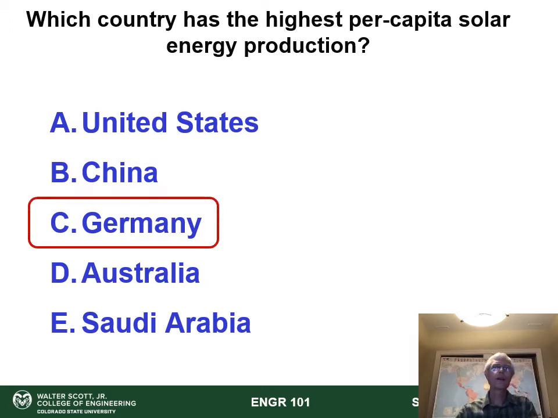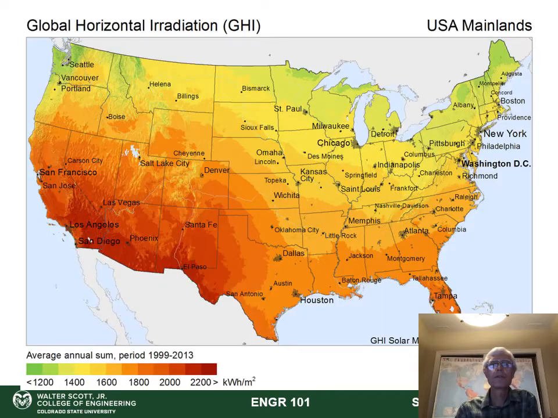The answer is not what you expect. The country with the highest per capita solar energy production is Germany. Why is that the case? Because for the last 10 years, most of the solar panels are put into places where there are the biggest subsidies, and Germany has the biggest subsidies. Okay, so that's kind of an odd one.